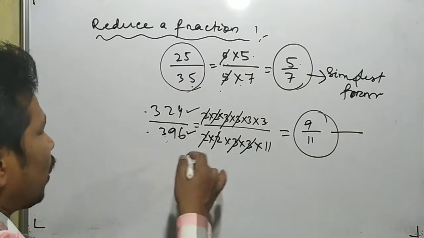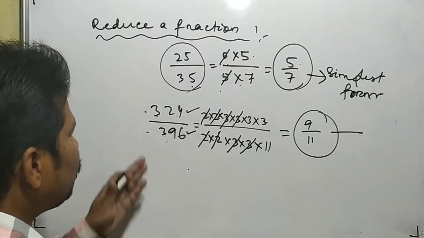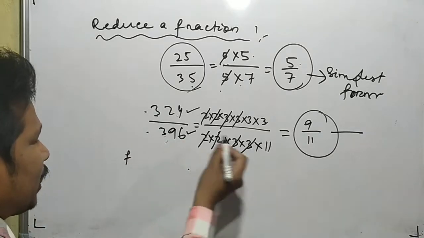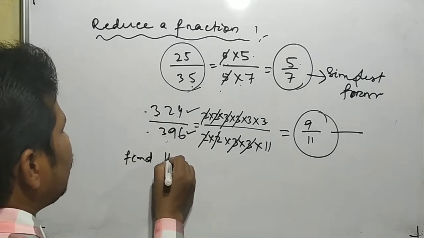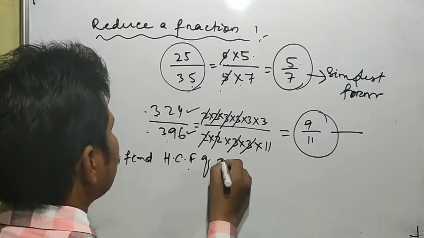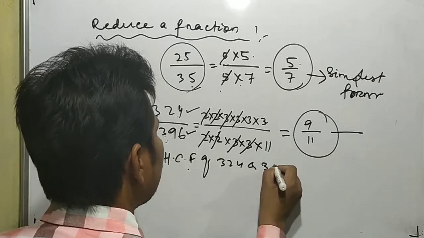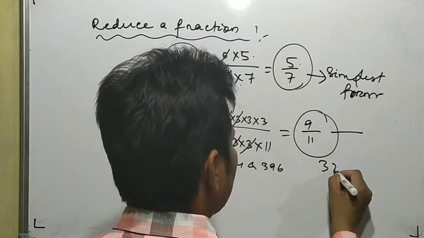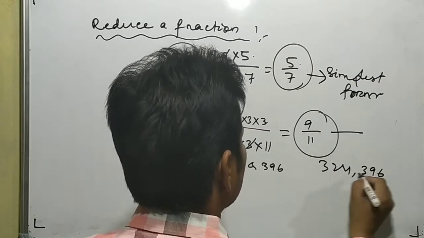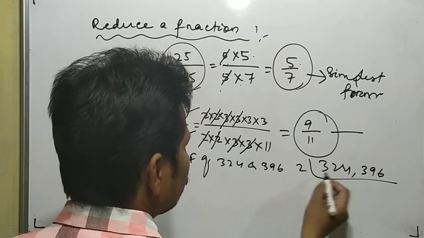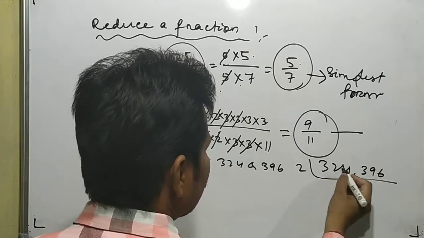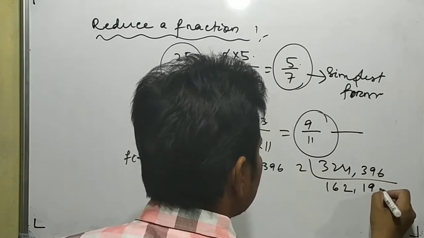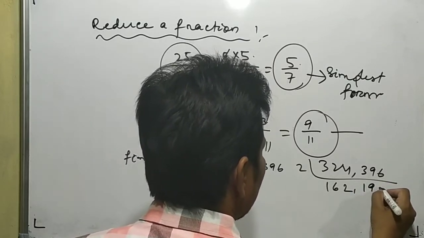Another method is to find out the HCF of 324 and 396. So what is the HCF? 324 and 396 can be cancelled by 2. So what is the result? Your result is equal to 162 and here 198.